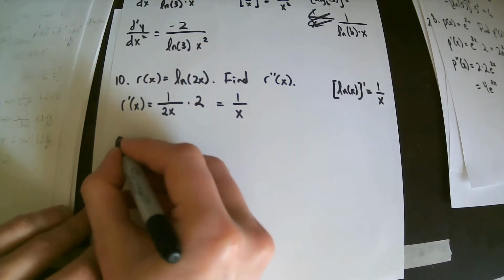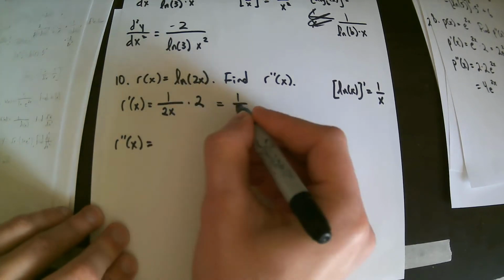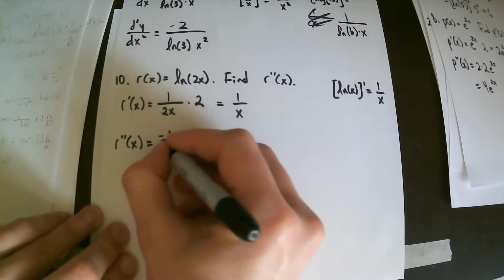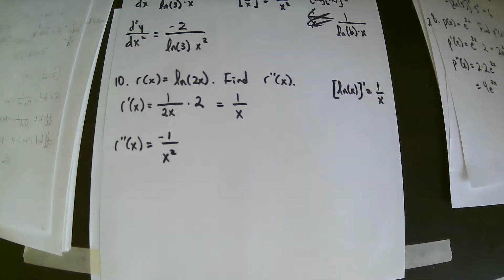Now we want to take the derivative of 1 over x, which is negative 1 over x squared. There we go. Alright, we did 2 polynomials, 2 rational, 2 radical, 2 exponential, and 2 logs. Now, the last 5 examples are going to be more complicated problems involving more involved chain rule, product rule, and quotient rule.